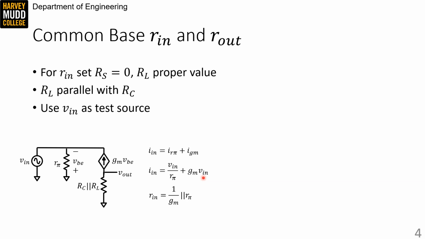This is the same pattern that we saw when we analyzed the output resistance of an emitter follower, and every other time that we've driven a resistor with a voltage, and every other time that we've driven an emitter with a voltage source. So it shouldn't surprise you that we can rearrange this expression to find that Rin is the parallel combination of these two sort of inverse resistances, being equal to 1 over GM in parallel with RPi.